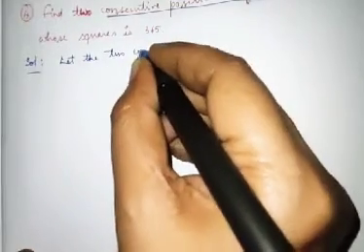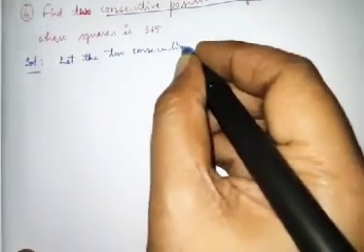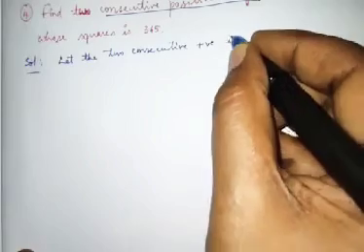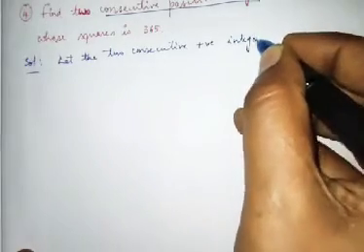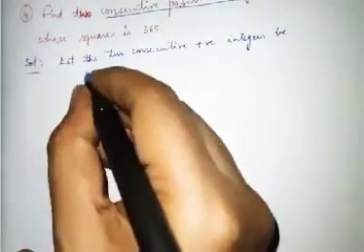So now let's go to the second question. Find two consecutive positive integers, sum of whose squares are 365. So we need to go for consecutive positive integers. That means two continuous numbers. So let the two consecutive positive integers be x and x plus 1.